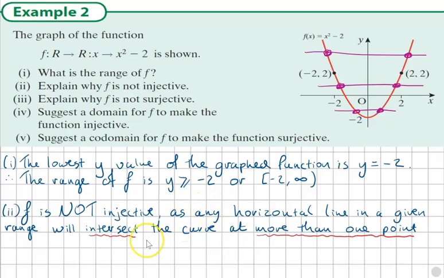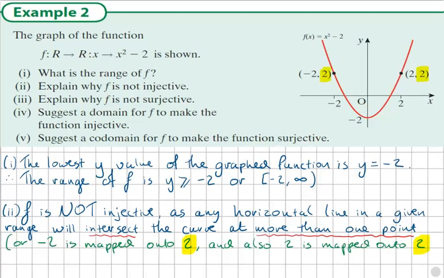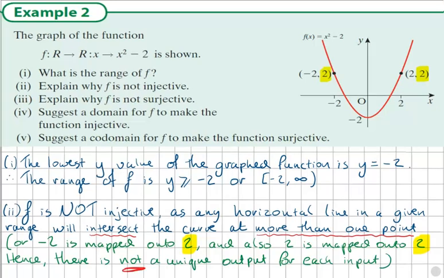So therefore it's not injective, because injective means a one-to-one function. And if a function is injective, any horizontal line in a horizontal line test should intersect the curve once and only once. Or minus 2 is mapped onto 2, and also 2 is mapped onto 2. So again, it is not a one-to-one function because minus 2 is mapped to 2 and 2 is mapped to 2 as well. Hence, there is not a unique output for each input.